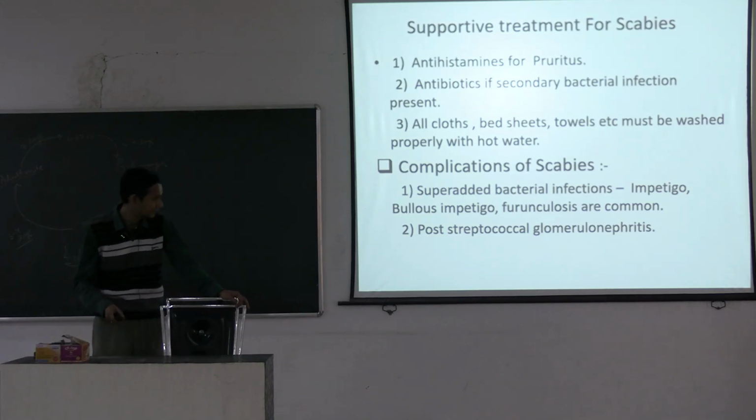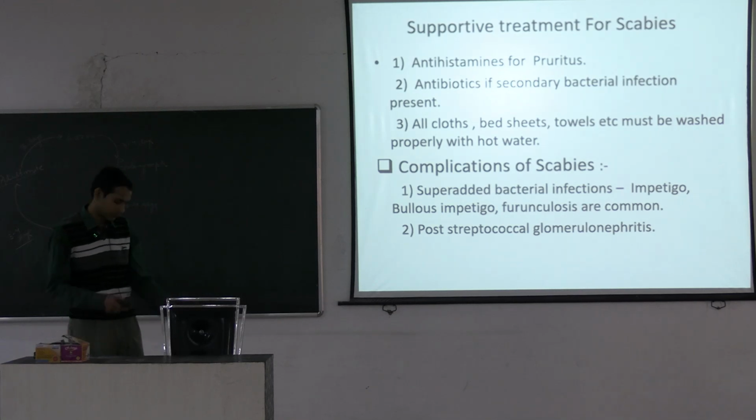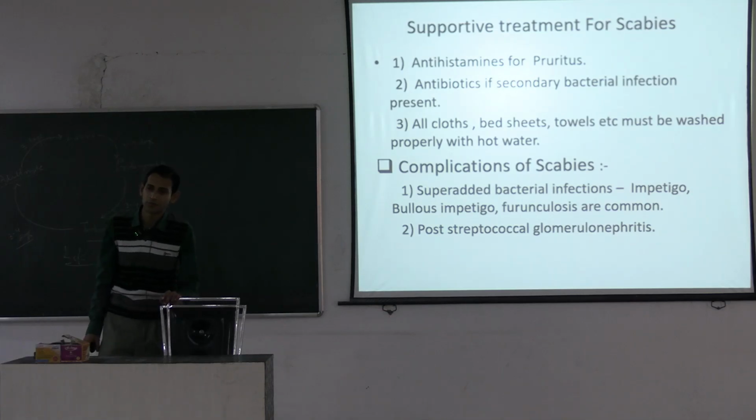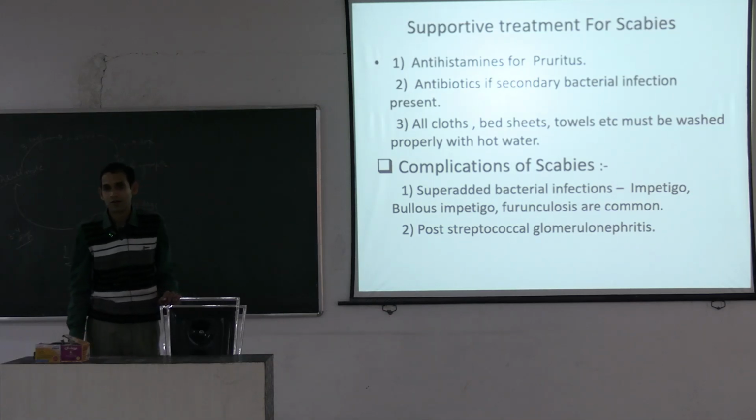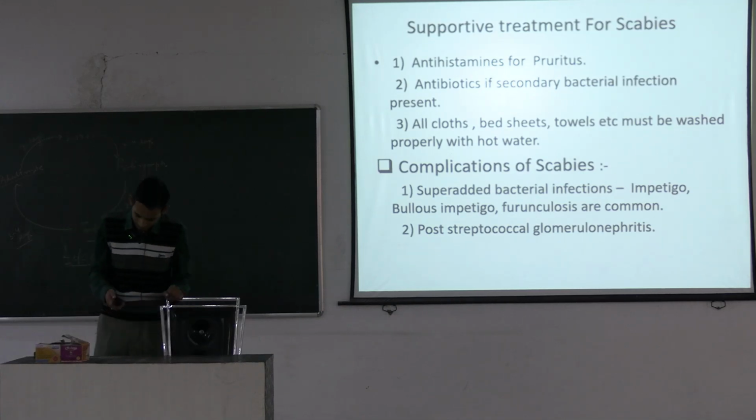So, the most important aspect is also the antihistamines for the relief of the pruritus, and also the antibiotic if secondary bacterial infection is present. And all the clothes, bed sheets, linen, towels should be washed properly with hot water, and all the family members should be treated simultaneously, whether pruritus is present or not. All family members should be treated, number 1.